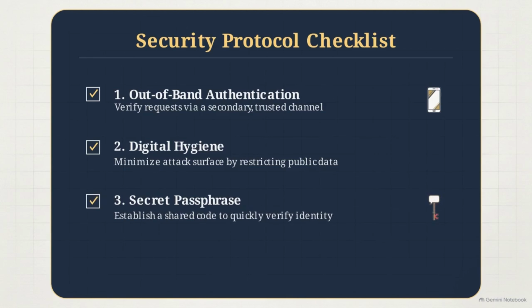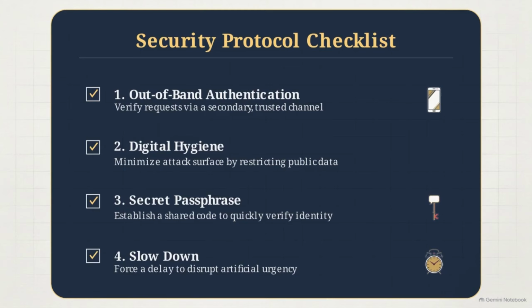Step 3 is establishing a secret passphrase. You create a shared code, a memorable, unique word or question with your family. This allows you to verify identity quickly when biometric signals like voice and video are compromised. The final protocol is simply to slow down. Forcing a delay disrupts the artificial urgency that prevents us from spotting the technical flaws in a deepfake.